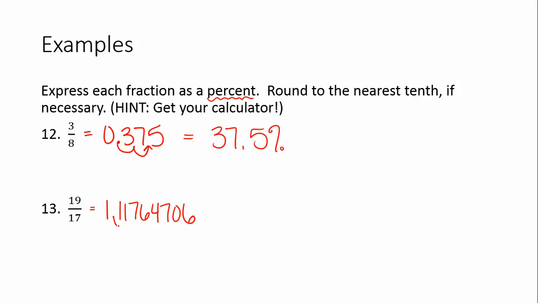The first thing you want to do is move the decimal, so that gives us 111.7647, and I'm going to stop there because I only need to go to the tenths. So I need to round to this place, which means I have to look at the 6. It's 5 or greater, which is going to cause me to round that first 7 up to an 8. So we get 111.8%.